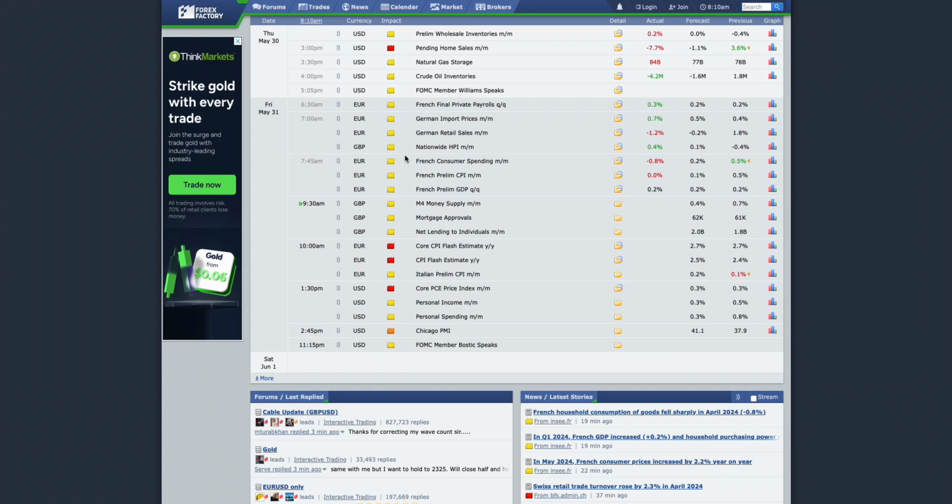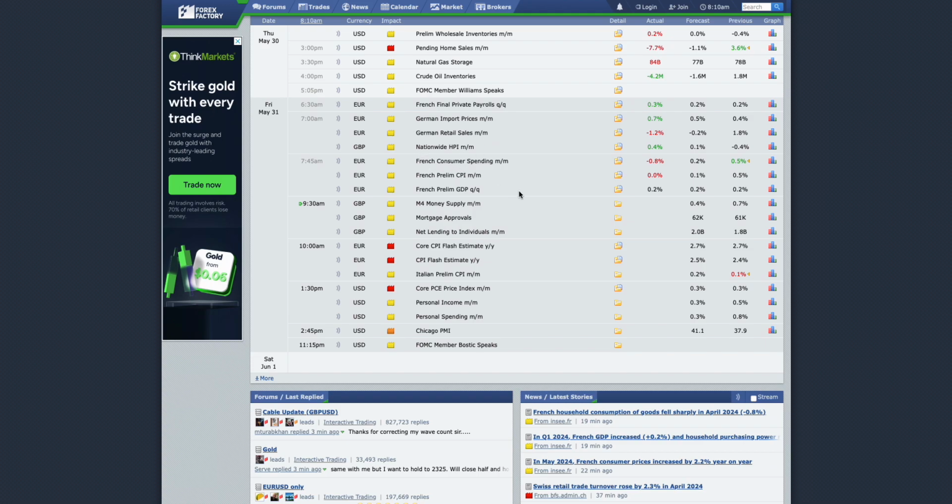We didn't have any major news in the London session, but a couple of low impact news regarding Germany. Retail sales came lower than expected, and that was at 7 in the morning, and also import prices came a little bit higher. So both of them are negative, but they are low impact news.